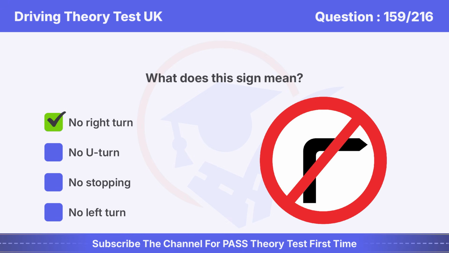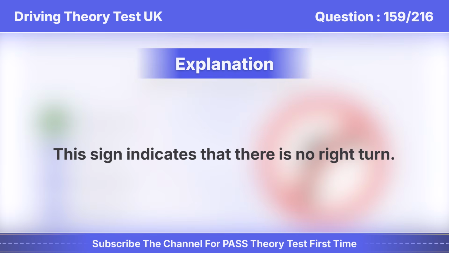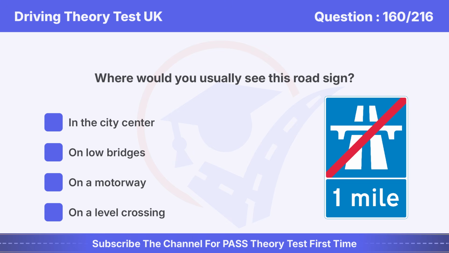Answer is A. No right turn. This sign indicates that there is no right turn. Question 160. Where would you usually see this road sign?